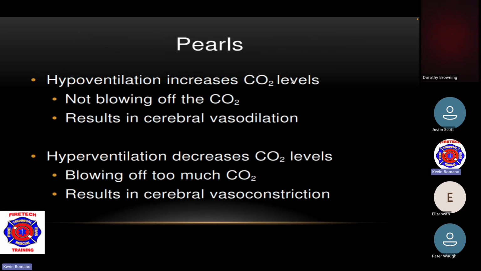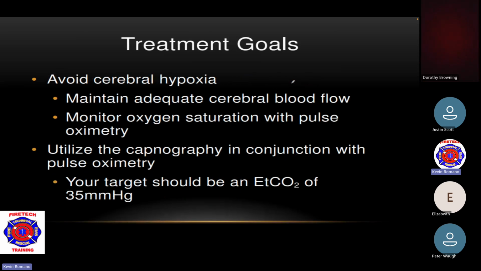Looking at the pearls from this, and we'll go into some treatment goals in a second. Hypoventilation increases CO2 levels; not blowing off the CO2 results in cerebral vasodilation. Hyperventilation decreases CO2 levels; blowing off too much CO2 results in vasoconstriction. Again, we want to look at that magic number, so our target goal should be 35. Important numbers to remember: we need to avoid cerebral hypoxia to maintain adequate cerebral blood flow. Monitor oxygen saturations with pulse oximetry, and utilize capnography in conjunction with pulse oximetry to make sure we're meeting that 35 millimeters of mercury reading.